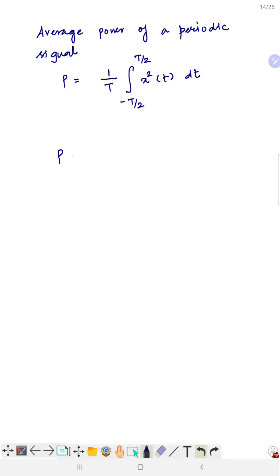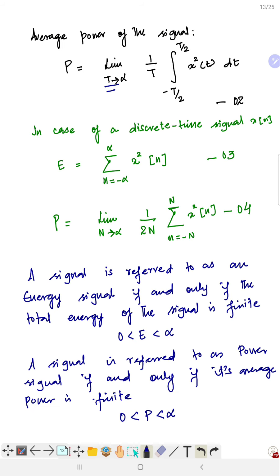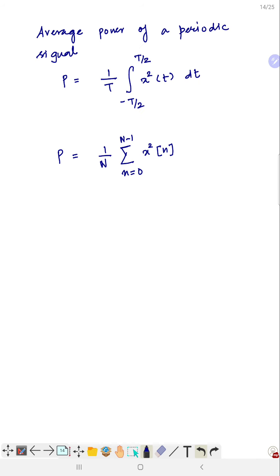And for the discrete time case, you can very well use this kind of a relationship, x square n. Right. So these are modifications: if your signal is periodic, then you don't need to calculate the average power, in both continuous and discrete time cases, over all time. You can always calculate it over one period.